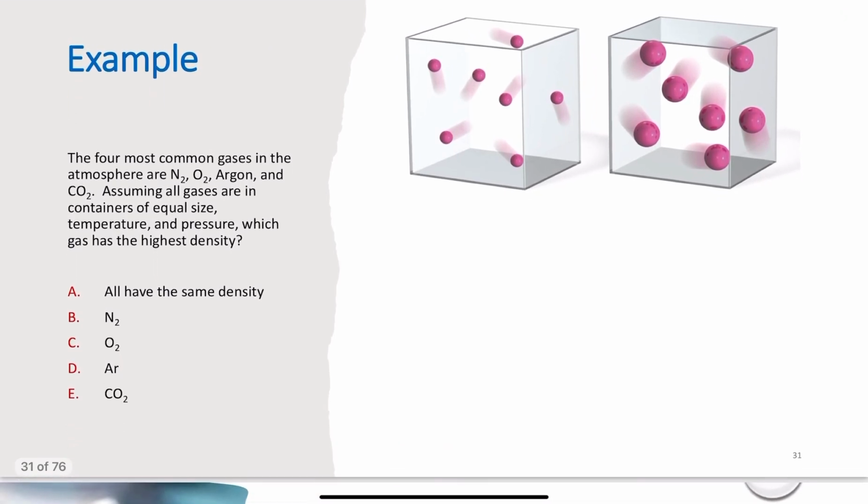And for the last example for this module, the four most common gases in the atmosphere are N2, O2, argon, and CO2. Assuming all the gases are in containers of equal size, temperature, and pressure. Equal size means equal volume, temperature, and pressure. Which gas has the highest density?